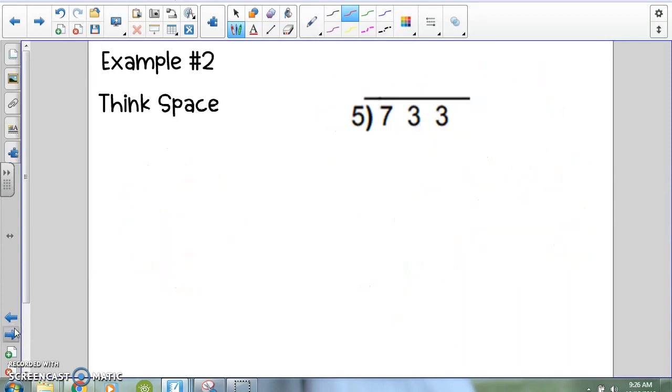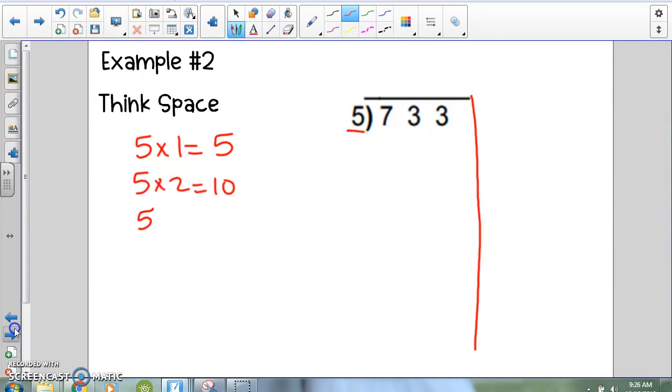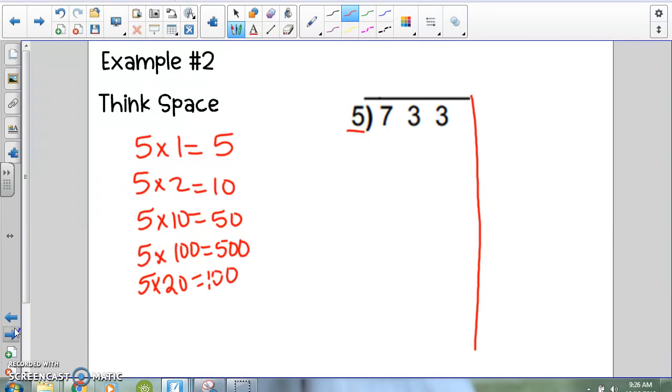Next example, we have 733 divided by 5. I'm going to extend my line to make this a 7. In our think space, I'm going to use our divisor, which is 5, and write our multiplication facts out. 5 times 1 is 5. 5 times 2 is 10. 5 times 10 is 50. 5 times 100 is 500. 5 times 20 is 100. So we have 733. So we could easily use 5 times 100 to get 500.